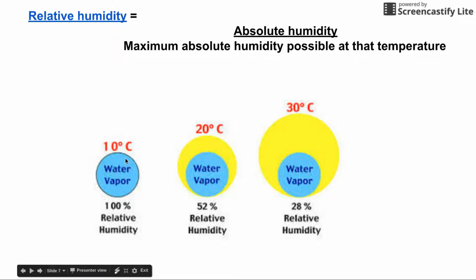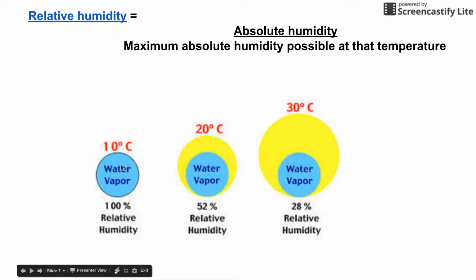So for example, when we go from 10 degrees to 20 degrees to 30 degrees, you can see in this example that the amount of water in the air is not changing. That's what's represented by this blue circle. So that would be the absolute humidity. It's staying the same throughout the day. But notice that if this is the morning, by maybe 11 a.m., the air has gotten hotter. Now it can hold more water. That's what this yellow part is representing. So the relative humidity has dropped from 100% down to 52%.